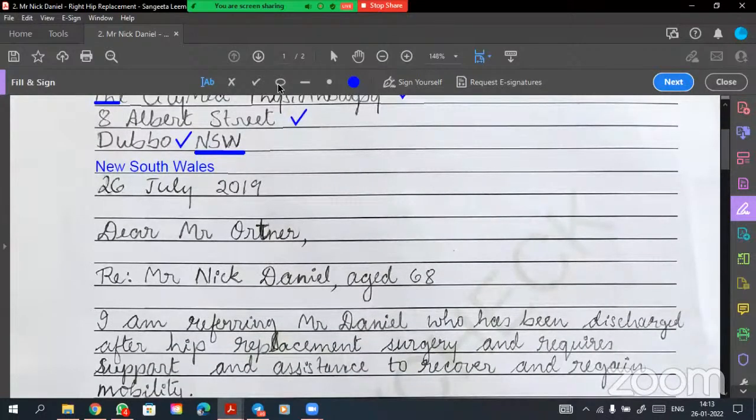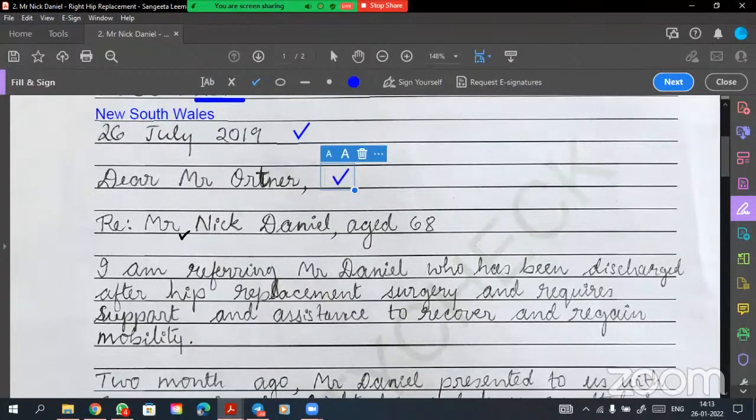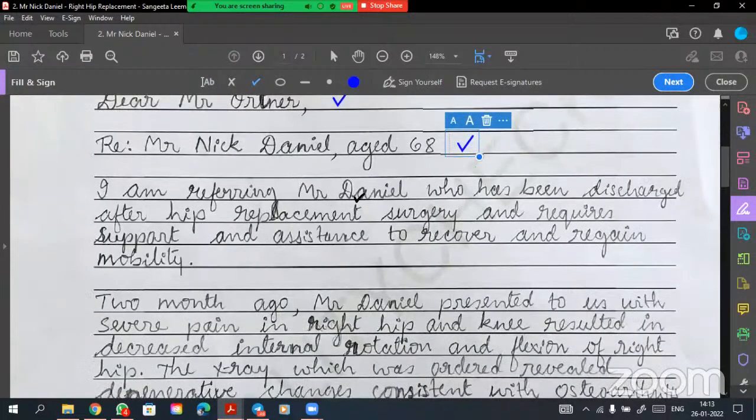26 July 2019. Date is okay. Format. Dear Mr. Ortner. Right. Regarding Mr. Nick Daniel, age 68. Right. I am referring Mr. Daniel.